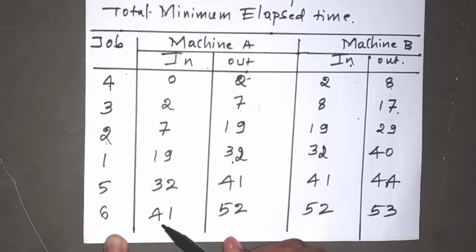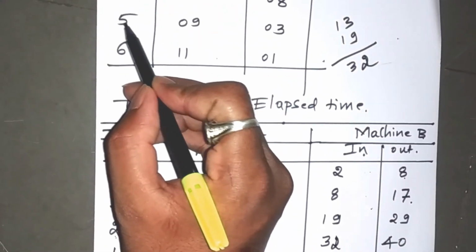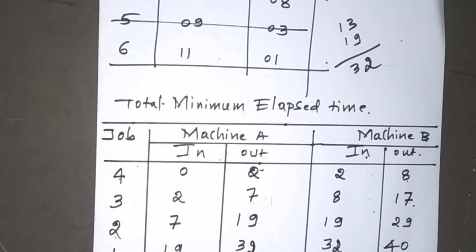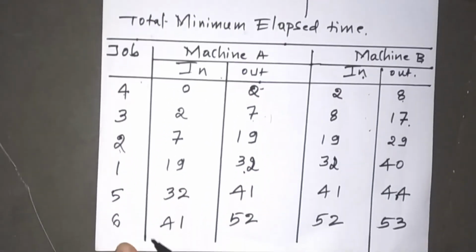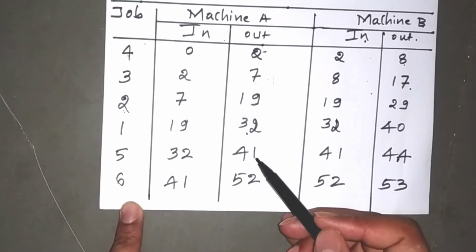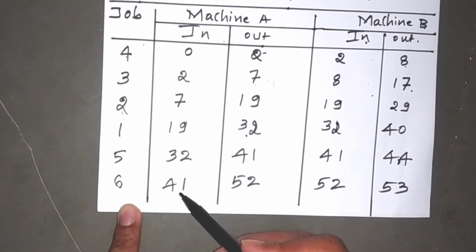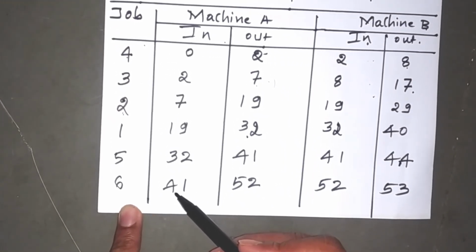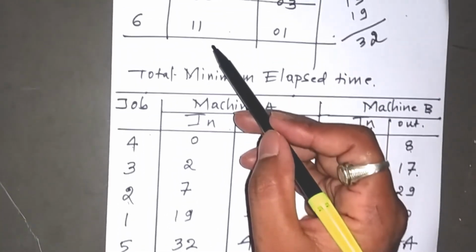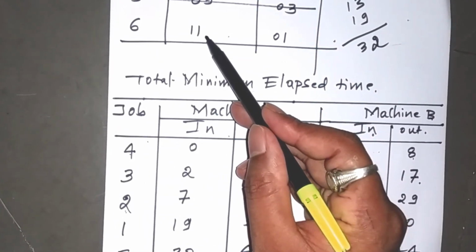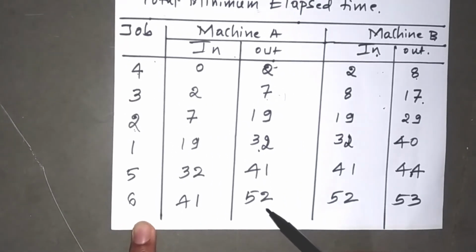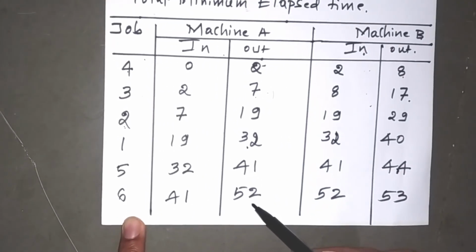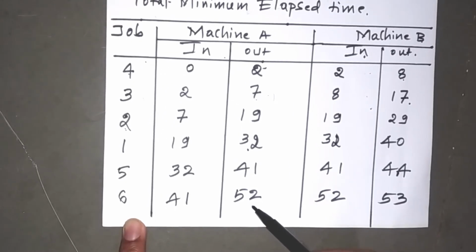Next, once you're done with this, you just delete this, and last one we have the sixth job. So sixth job I want to sequence it now. So sixth job we're going to enter after 41 minutes on machine A. So sixth job on machine A, it will take 11 minutes here. So I have to add this 11 minutes to this 41 number. So I got 52 minutes. So this is the total time required to complete sixth job on machine A.